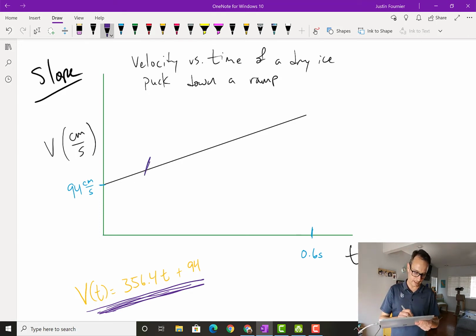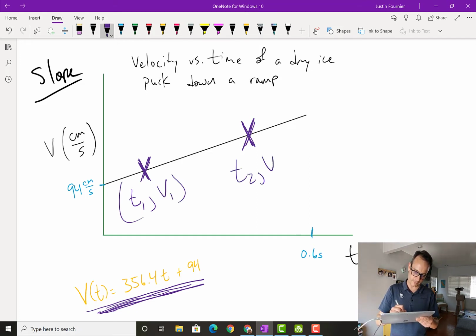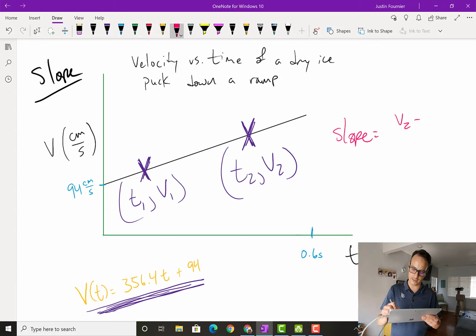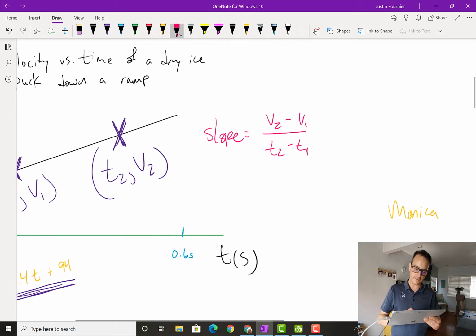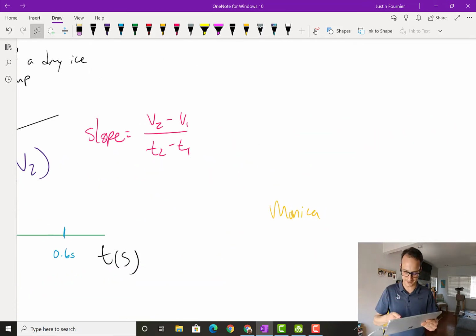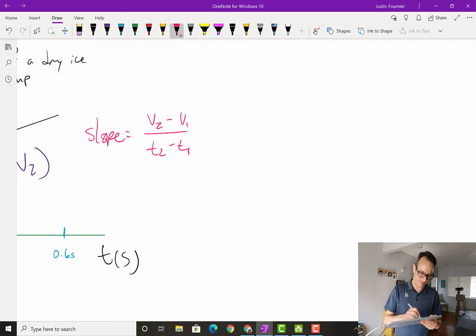So if I wanted to calculate the slope, I would again pick 2 points. I'm going to just be general here. So this would be t1, comma, that's time 1, comma, velocity 1, and this would be t2, comma, velocity 2. And now I want to calculate the slope of that line. So the slope would be v2 minus v1 over t2 minus t1. And that slope would give me, oh, this is Monica's data. All right, so Monica, thank you. So this is Monica's data.